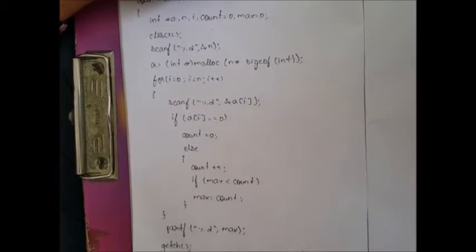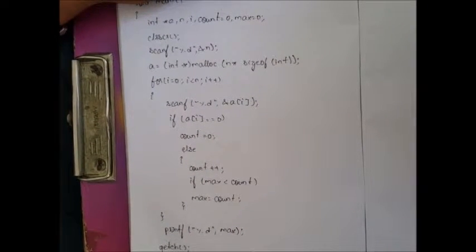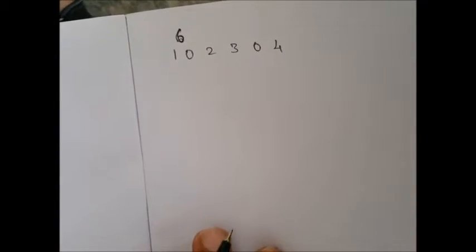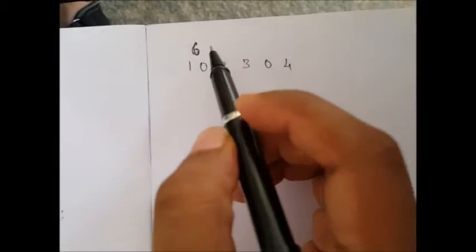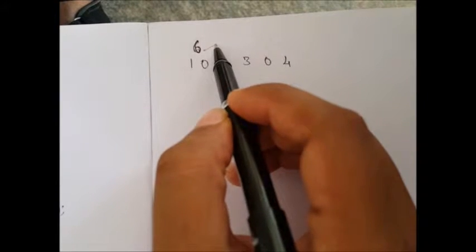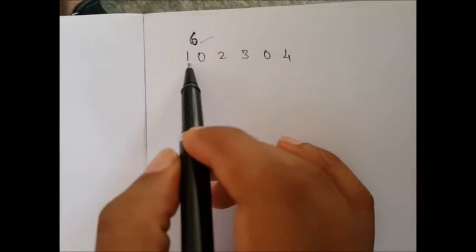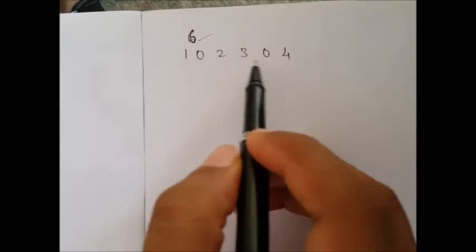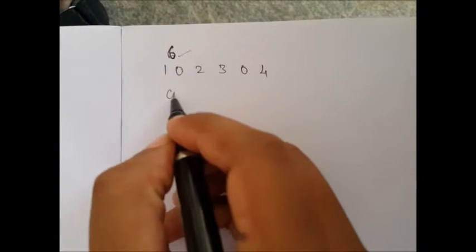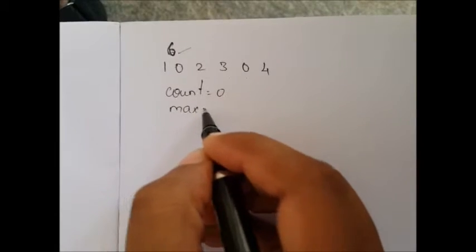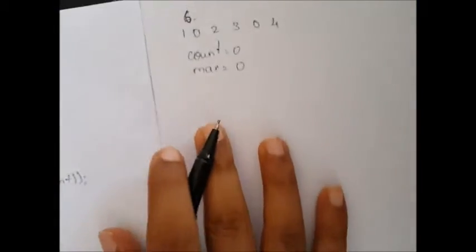So let us take an example and understand this code. We take input as 6, that is the length of the array, and we take 6 integers as input: 1 0 2 3 0 and 4. First of all, we initialize the count variable to 0 and the max variable to 0.